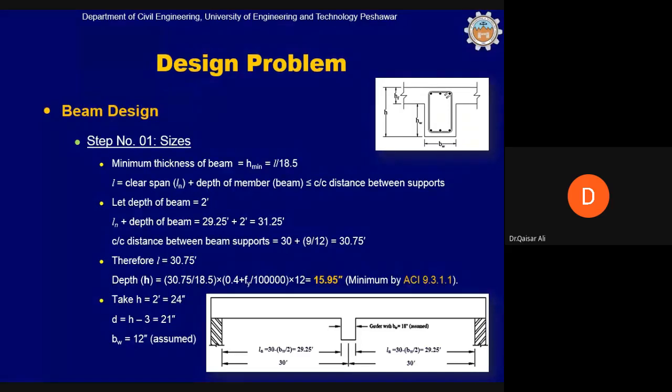And sometimes it is not easily possible to get hold of 14-inch deep formwork. It will be difficult to find such kind of formwork. The easily available formworks are 18-inch and 15-inch formwork. They are easily available. 14-inch is an odd kind of formwork, so it will not be available. So keeping in mind this formwork availability in the market, we will assume a suitable depth of the beam. And the suitable depth of the beam in this case is 24-inch in my opinion.